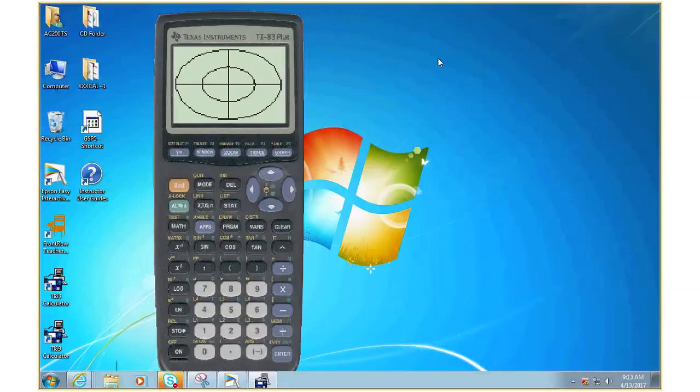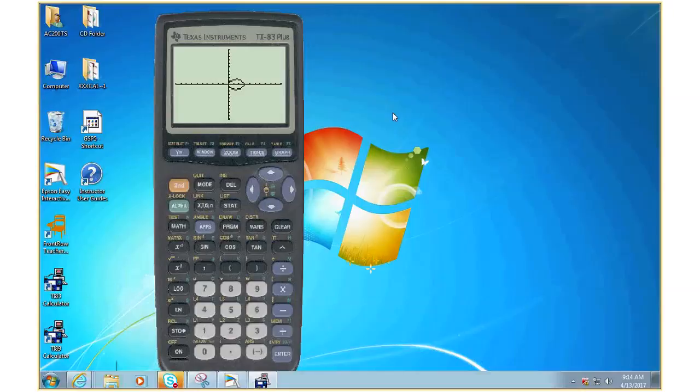All right, now what did I say to do? Y is equal to what? 3 cosine... Zoom. No, I don't want that. Zoom standard. Okay. And that's what that looks like.